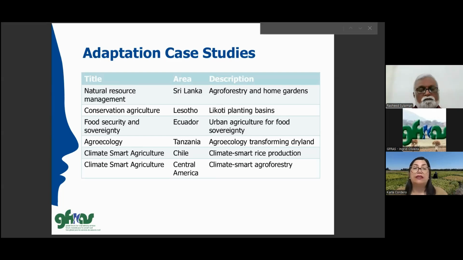We can see a case done in Ecuador, in which food security and sovereignty were addressed by urban agriculture for food sovereignty. Then you can see agroecology and climate smart agriculture in my country, Chile, with this climate smart rice production, which is what I'm working on.